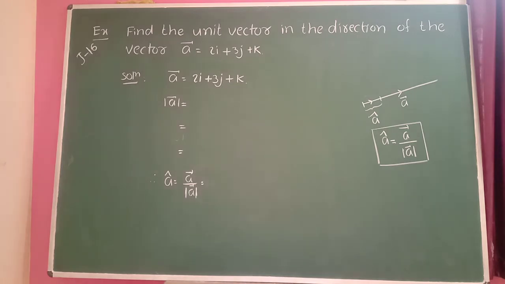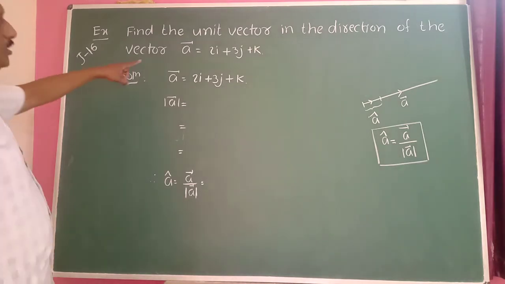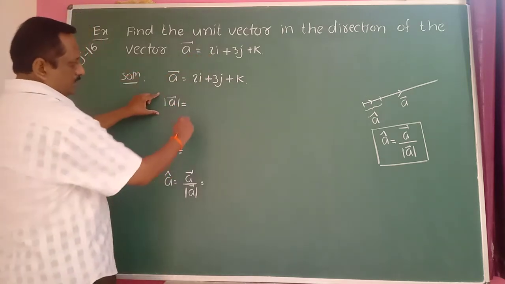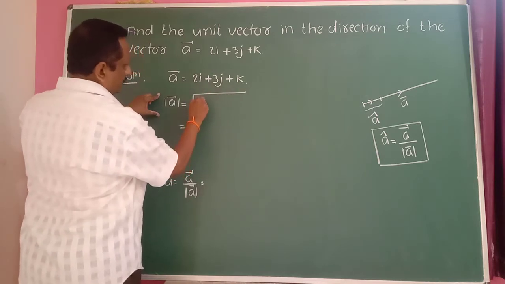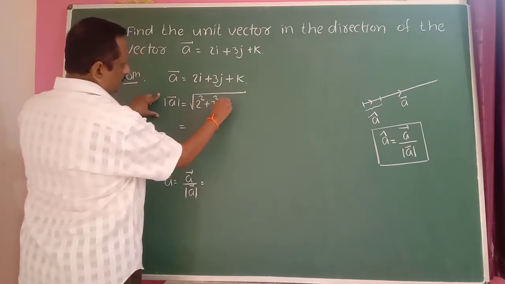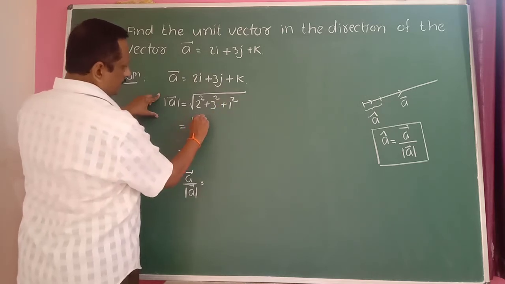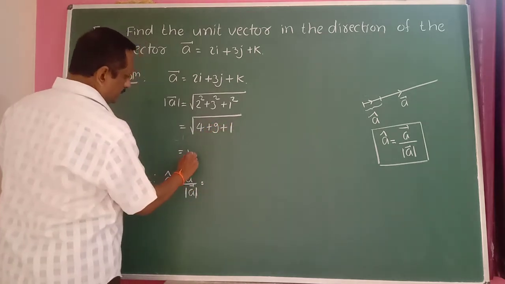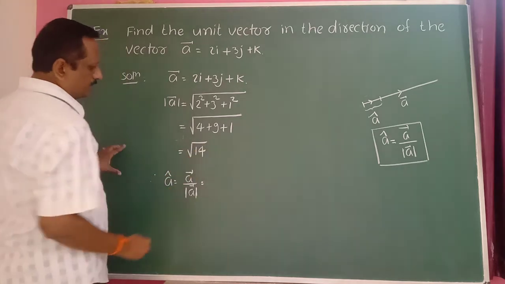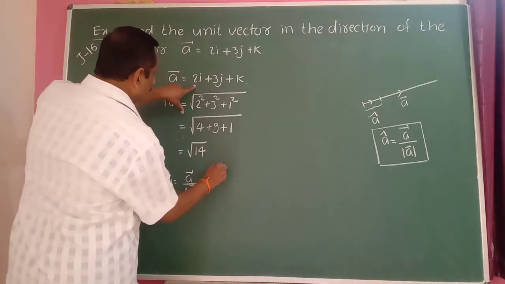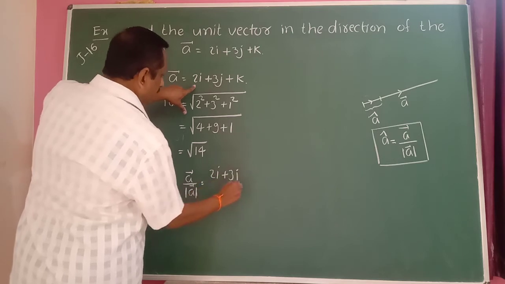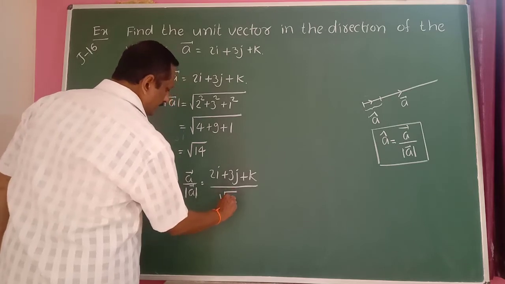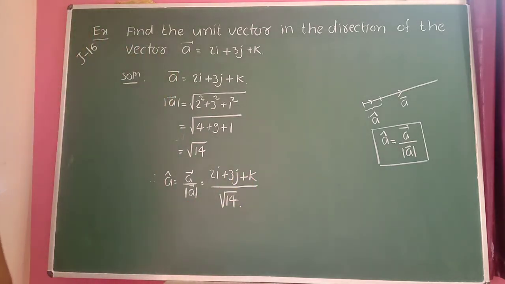Even here, find the unit vector in the direction of the vector a bar equals 2i plus 3j plus k. This is the given vector. Then find its modulus, that is the root of 2 square plus 3 square plus 1 square. Then the root of 4 plus 9 plus 1, therefore root of 14. So a cap is 2i plus 3j plus k divided by root of 14. This is a unit vector in the direction of the vector a bar.